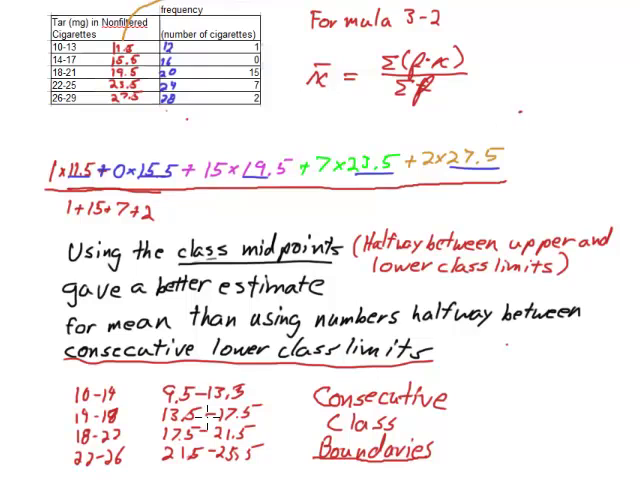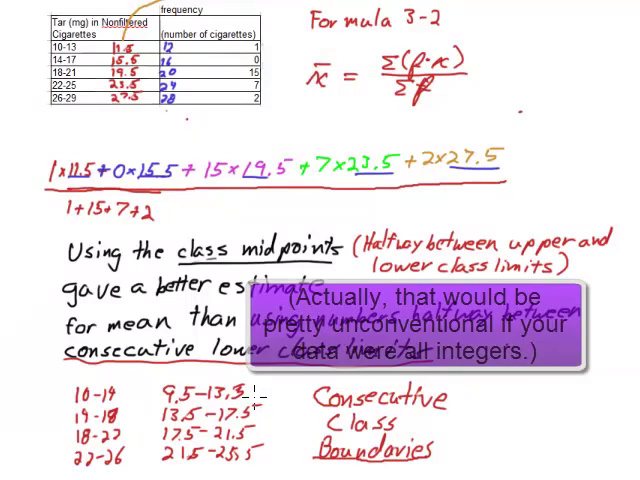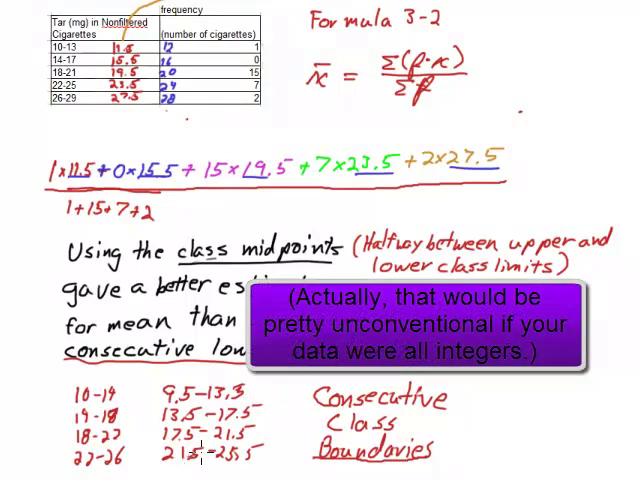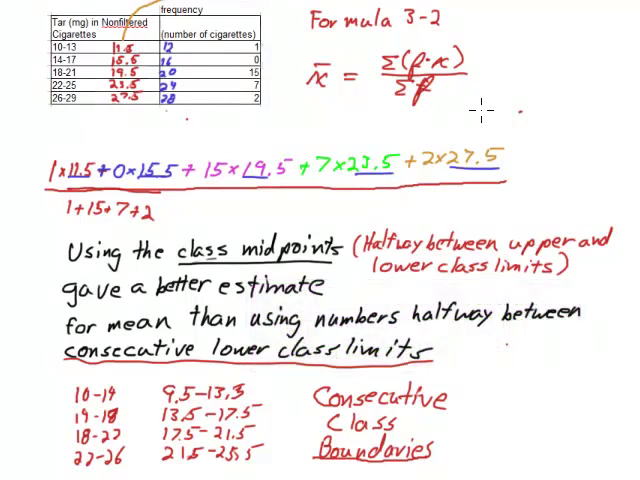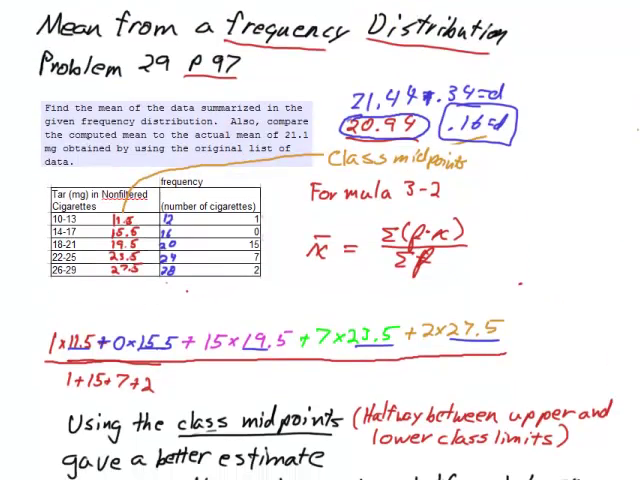But you can see this is one reason that statistics may be part art, part science, because you could easily decide to use as your class boundaries 9.9999 to 13.99999, and you'll get a different value for your mean from the frequency distribution.